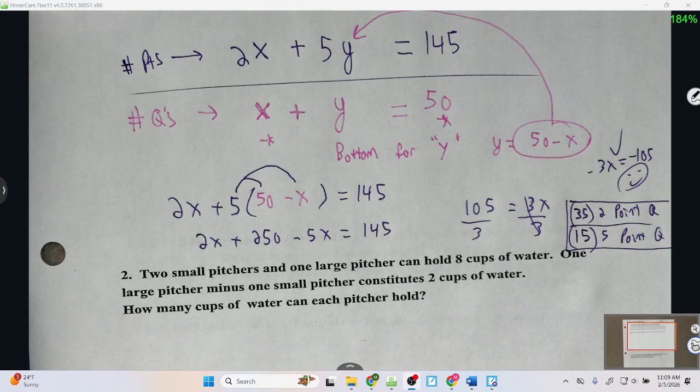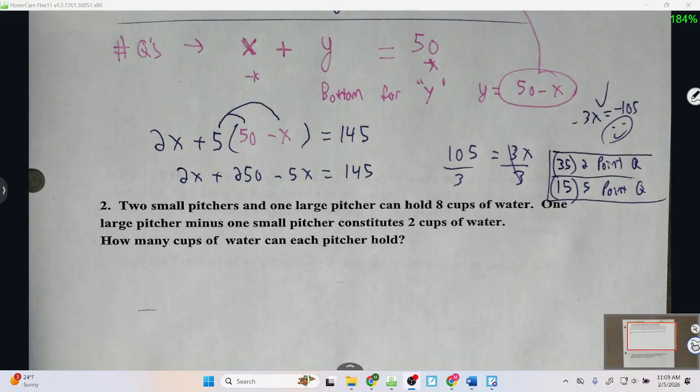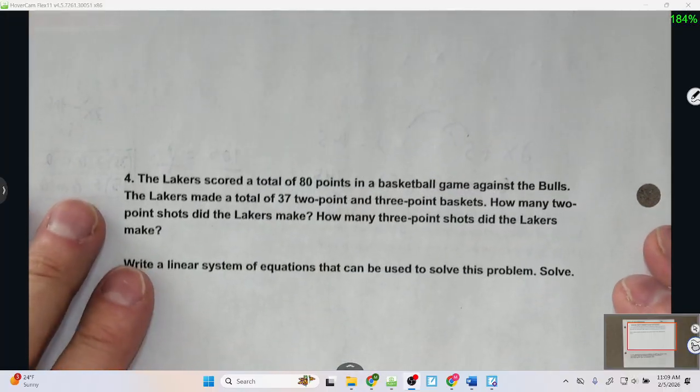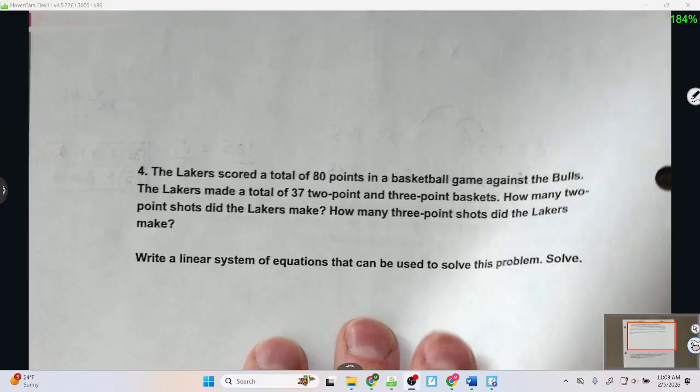Does that make sense to you? Okay, cool. Now, if you're watching at home, I would maybe encourage you to pause the video and try a problem. This problem is a little bit different, but if you did pause the video and try this problem, the Lakers basketball problem is a lot like it. We may skip it for this video.